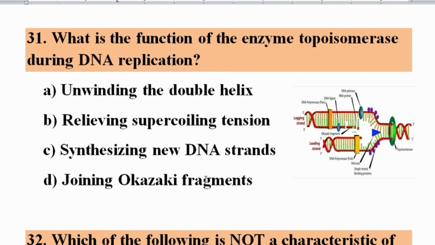What is the function of the enzyme topoisomerase during DNA replication? The right option is beta, relieving supercoiling tension.